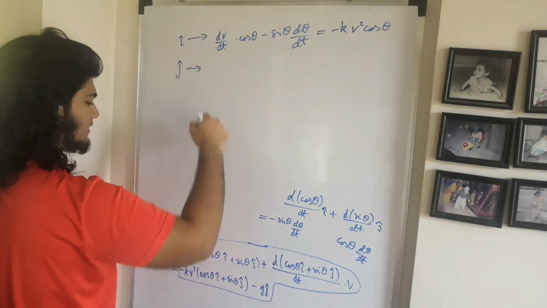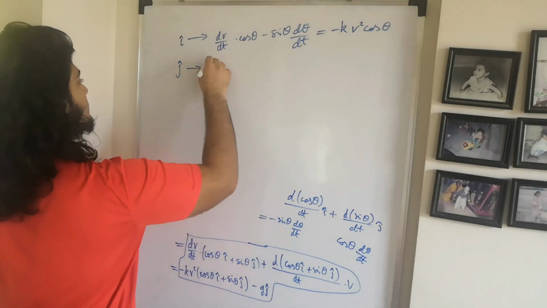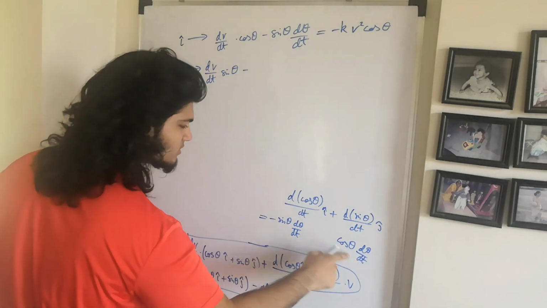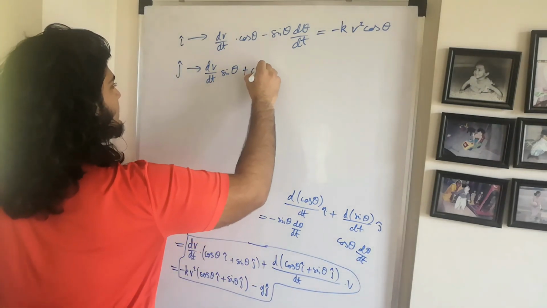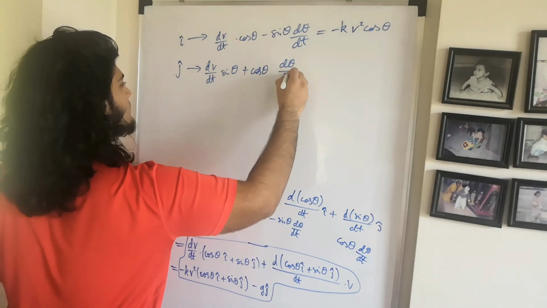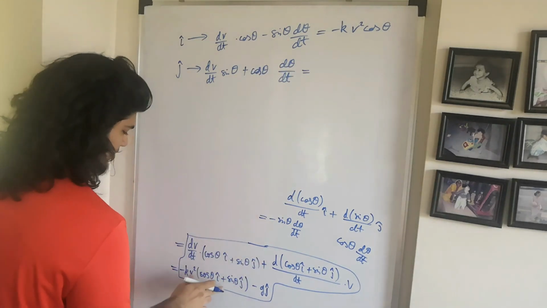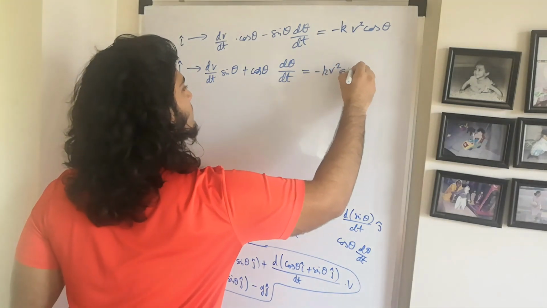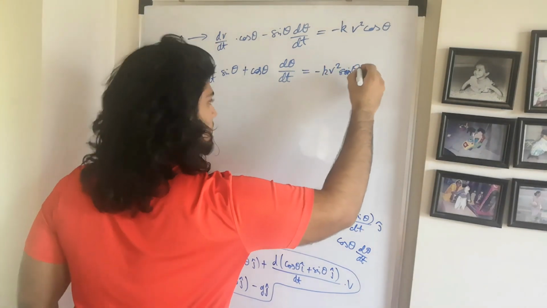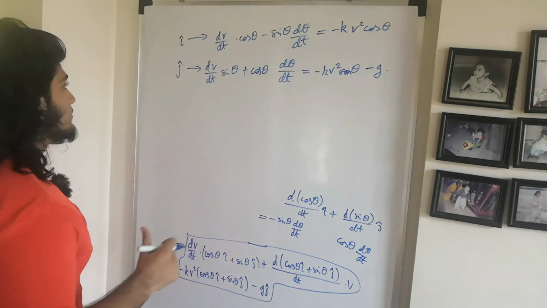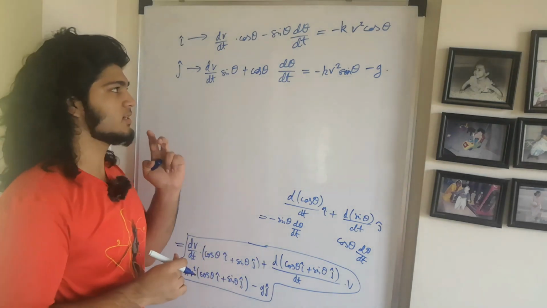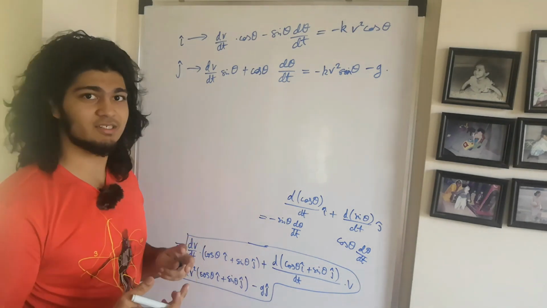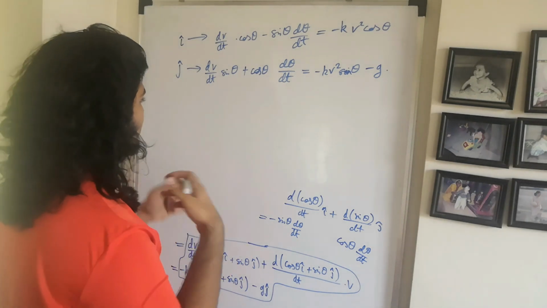Now we'll do the j hat part. So for j hat we'll have dv by dt sine theta plus cos theta d theta over dt, and that is equal to the j hat part over here, which is minus kv square sine theta minus g. So now we have two equations and two unknown functions, but that is still a problem because they are both differential equations.